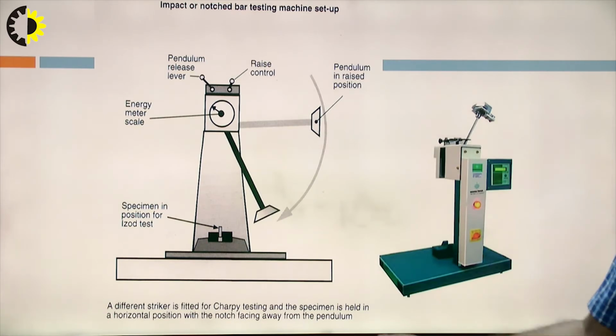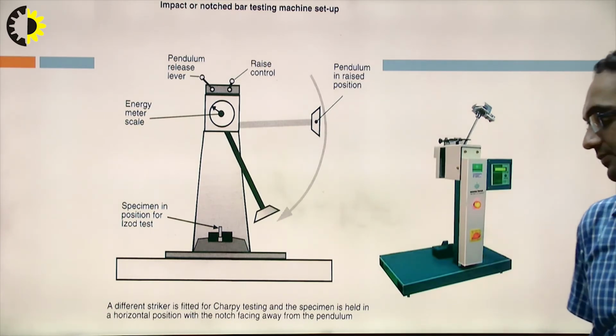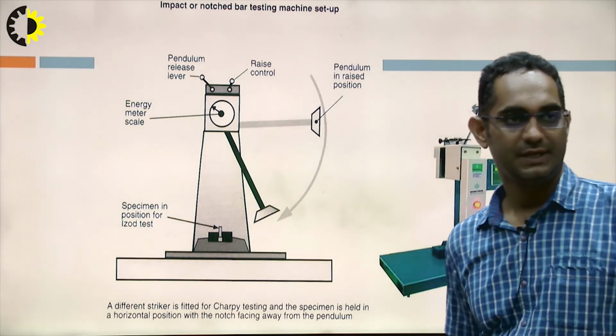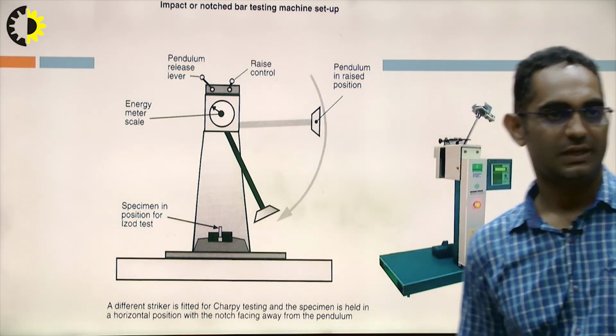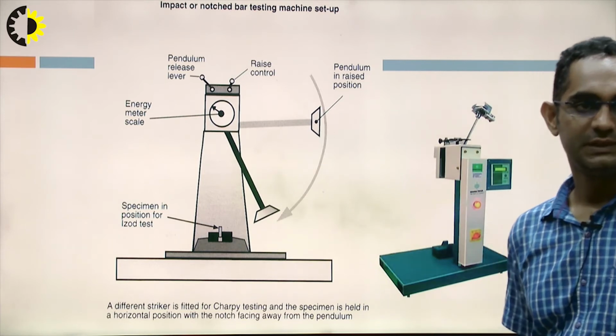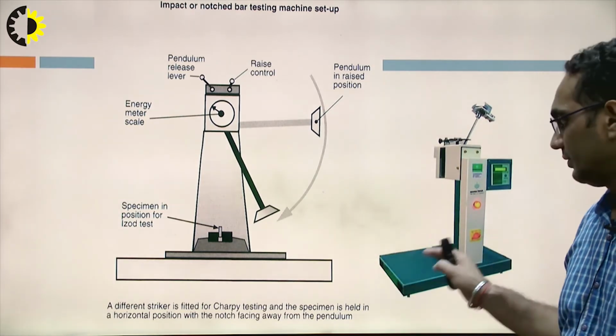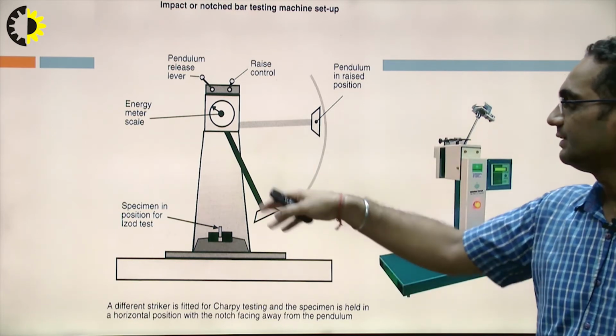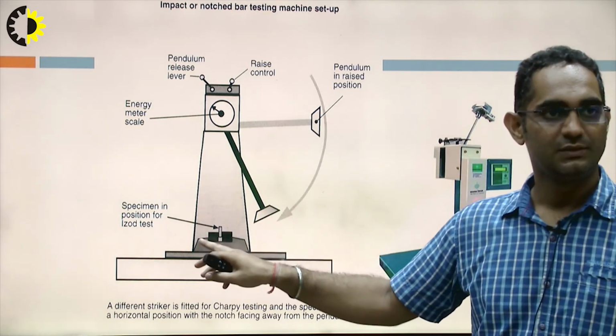This is a different striker fitted for Charpy testing, and the specimen is held in a horizontal position with the notch facing away from the pendulum. The pendulum is raised in this position.